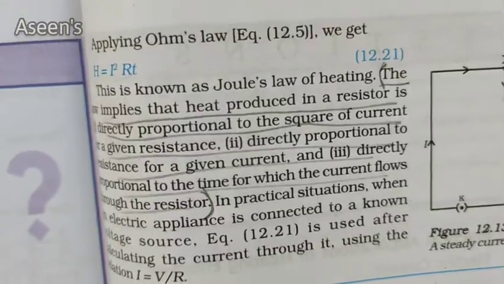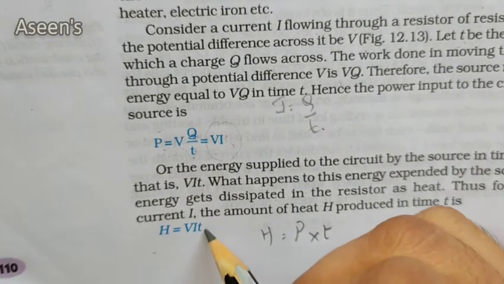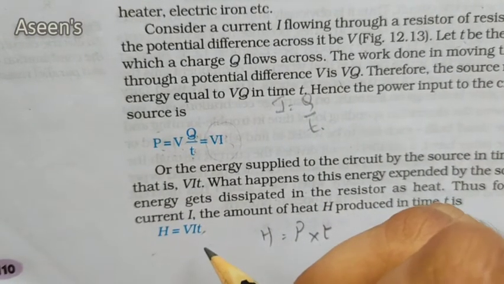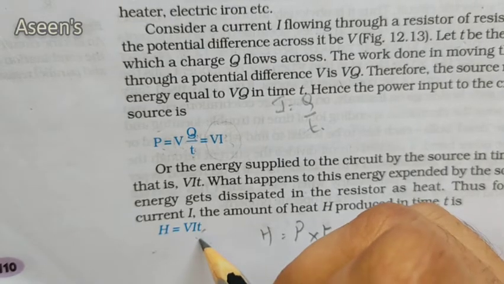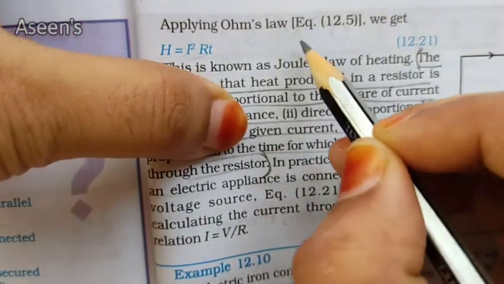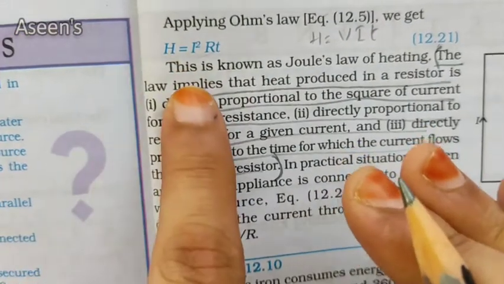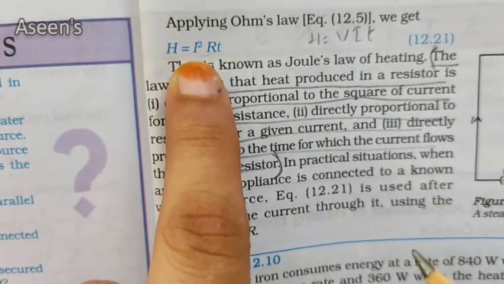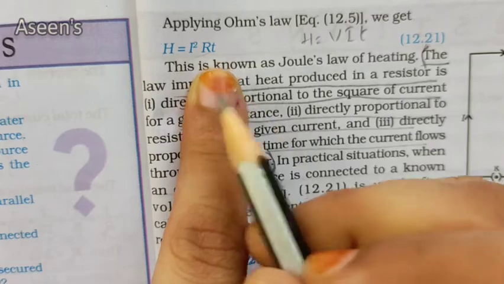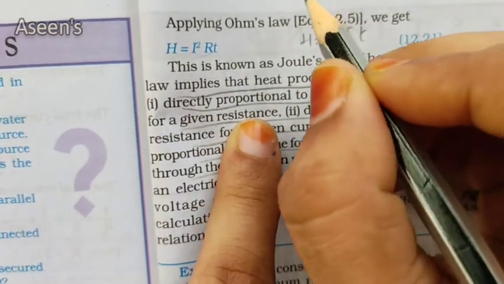Next, we are going to talk about Joule's law. What we have done over here is, we used this particular formula and we are applying Ohm's law to it to get Joule's law. So we're going to see that. See here, just a while back what we have seen is H is equal to VIT. Now here what you can see is H is equal to I square RT. So how can this R come over here?